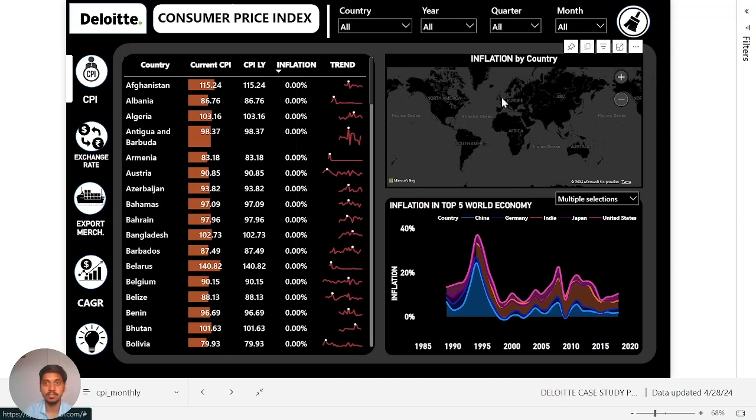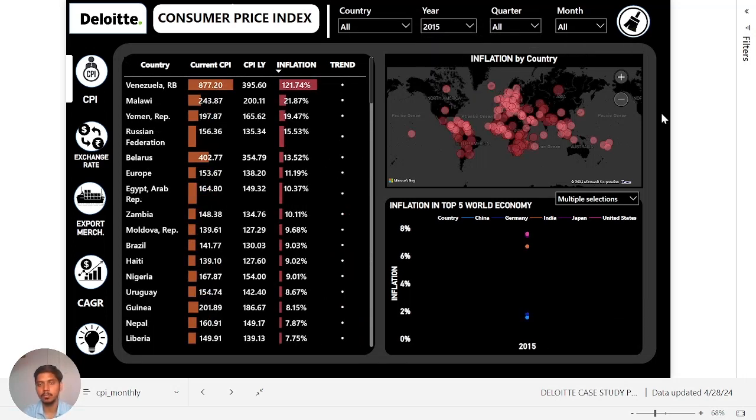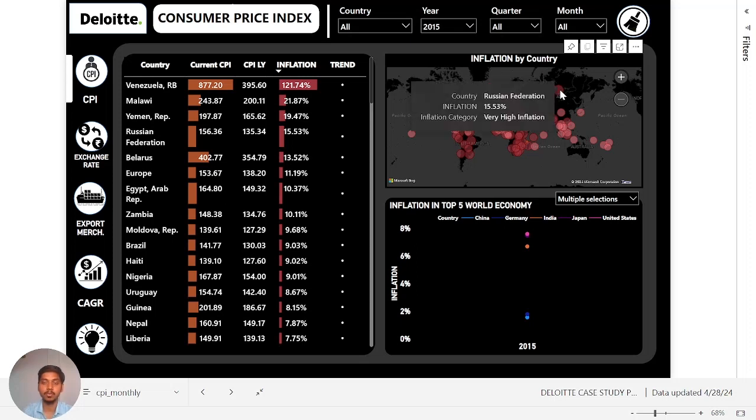And this is the inflation by country visual. If I select one year, let me say 2015, you can find that the more red the circle is, and the bigger the circle is, it means that inflation in that country is much higher. And if the circle is quite small and very dim in color, it means that inflation in that country is very low. You can just hover over a country and you can find the name. Like this is Russia with 15.53% inflation. It is a very high inflation. Below this you can see that this is Japan with 0.79% inflation. That is a very low inflation.